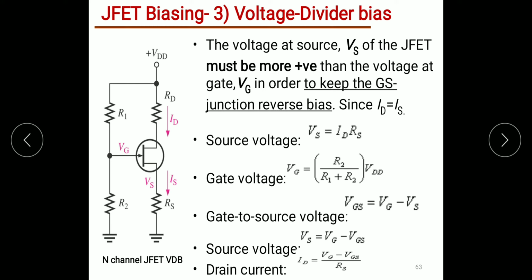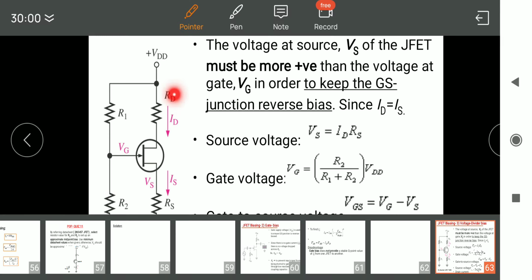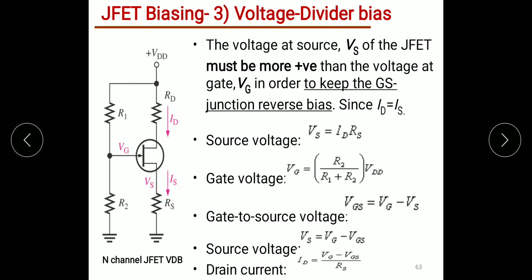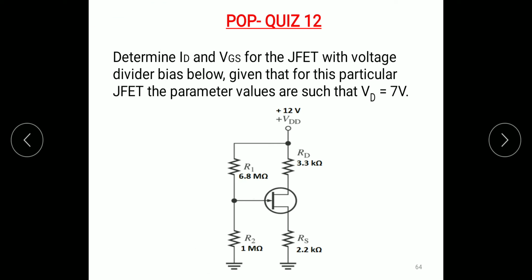And the third type of biasing is voltage divider bias. It is similar to voltage divider bias in BJT. We have connected a resistor to the drain terminal, a resistor to the source terminal, and we have connected two resistors to the gate, one between drain and gate and the other between gate and source. So R1 and R2 are connected along with RD and RS. So this is voltage divider bias. Only the diagram will be sufficient, and just know the voltage equations. That's it.